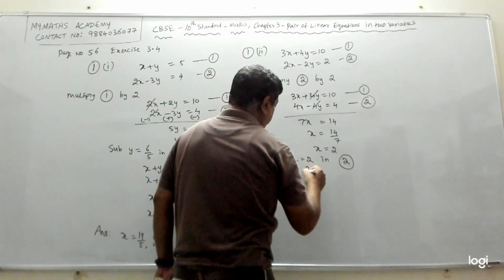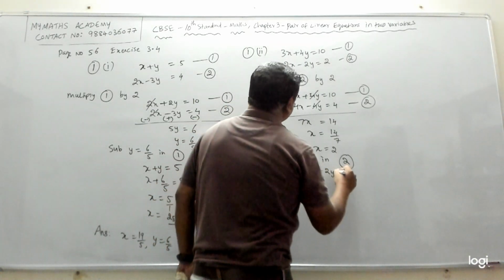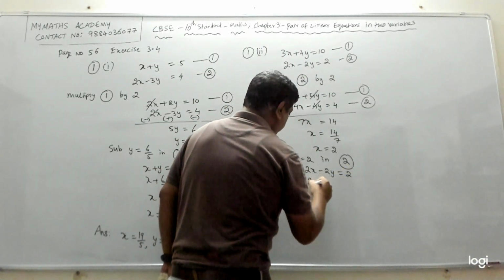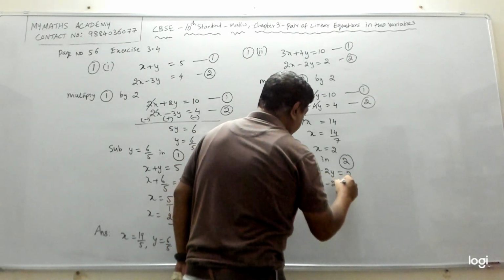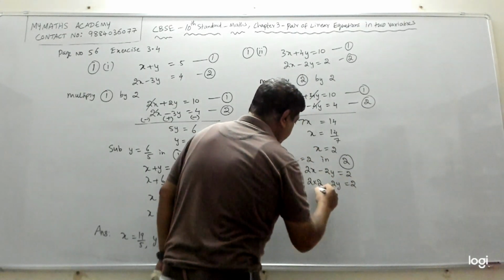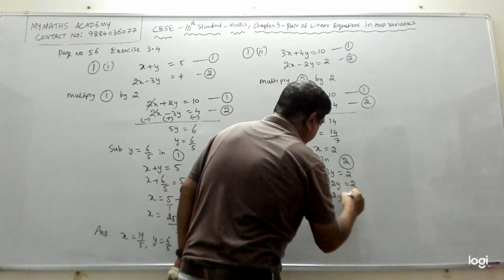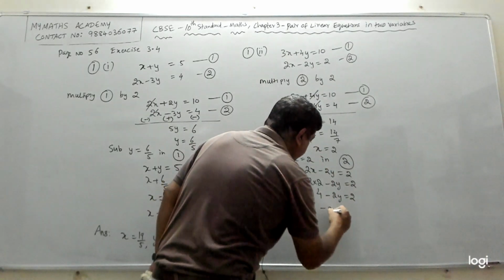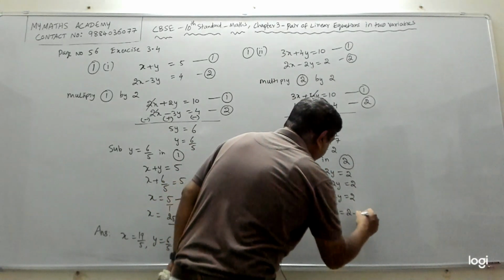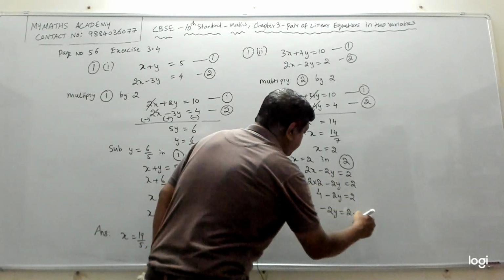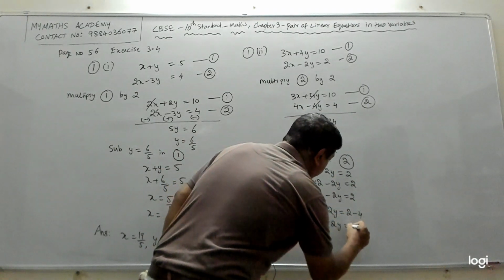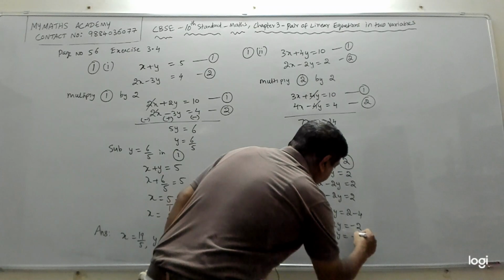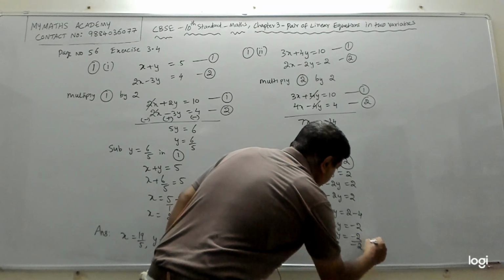Then what is equation 2? 2x minus 2y equal to 2. So 2 into 2 minus 2y equal to 2. So 2 2s are 4 minus 2y equal to 2. Minus 2y equal to 2 minus 4. This plus 4 goes this side, will become minus 4. Minus 2y equal to minus 2. Y is equal to minus 2 by minus 2, which is 1.